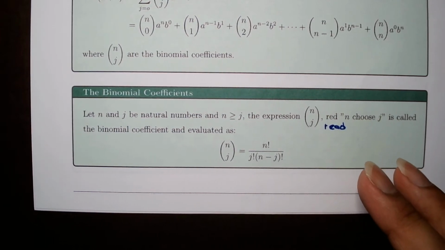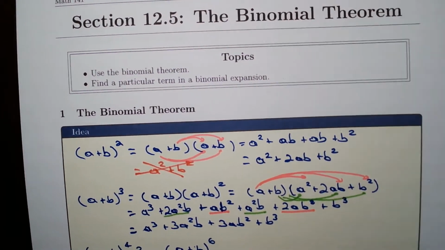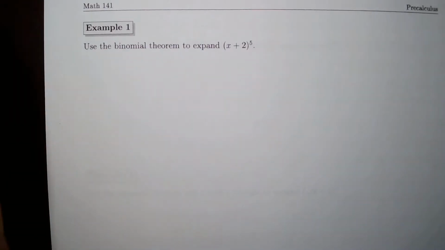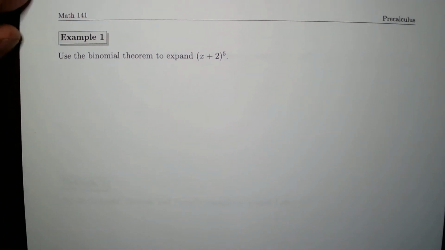So let's do one example of how to use the binomial theorem to raise the quantity x plus 2 to the 5th power.